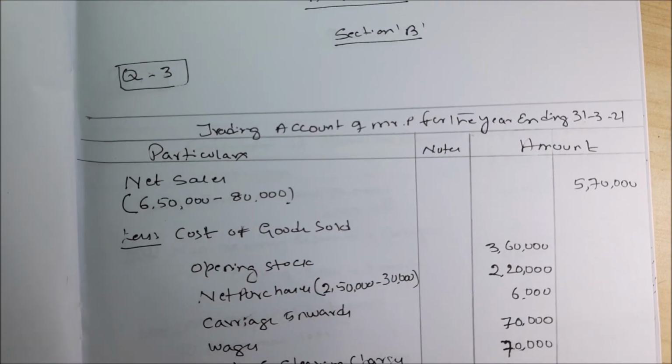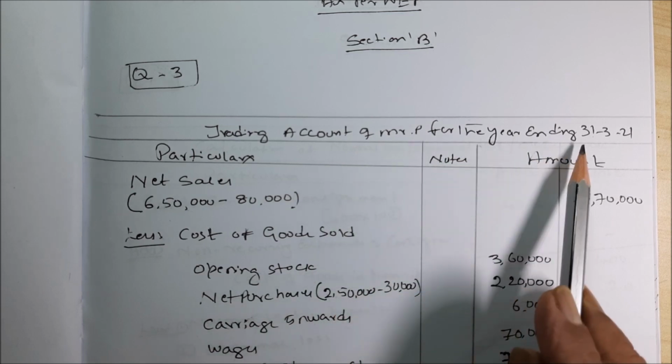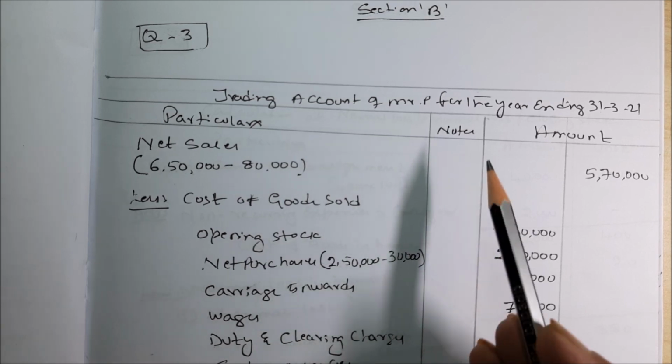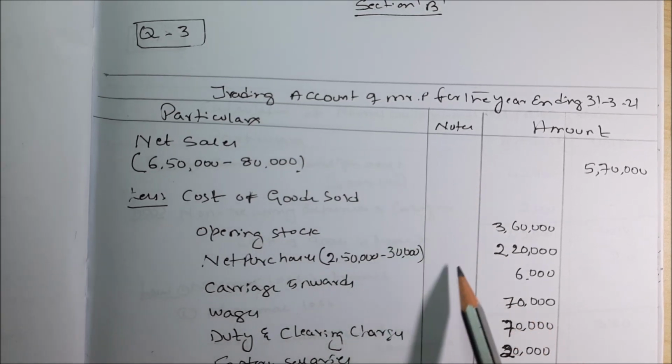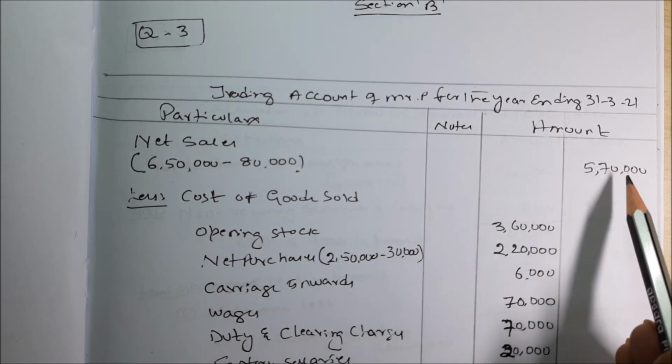I have worked out the problem. Here it is. Trading account of Mr. P for the year ending 31/3/2021. Particulars. Note: if you are doing any adjustment, then you have to say note 1, 2, 3, 4, 5. That is note 1, note 2. Then amount, inner column, outer column.